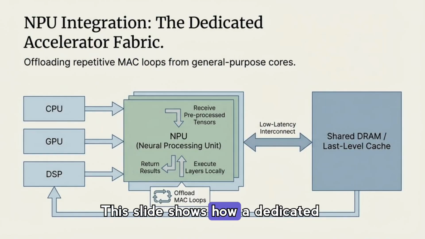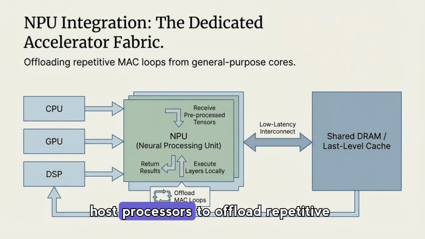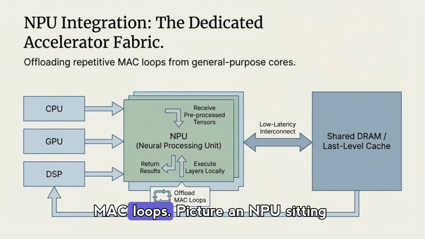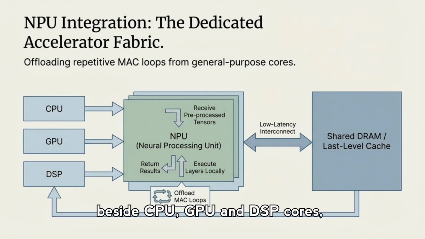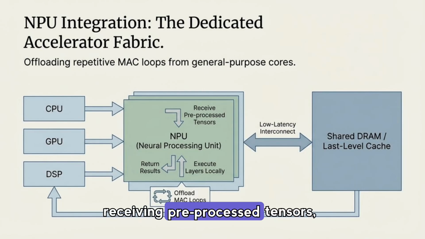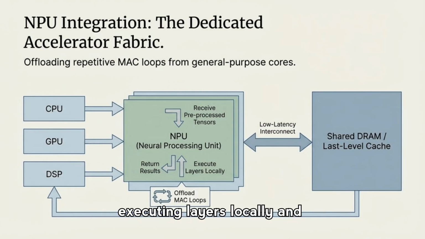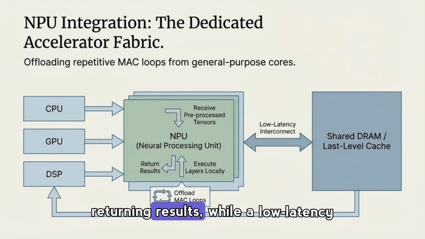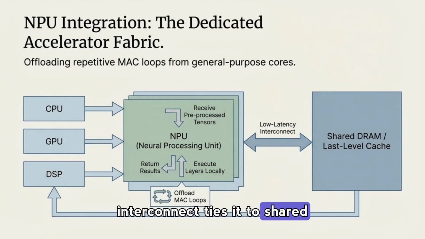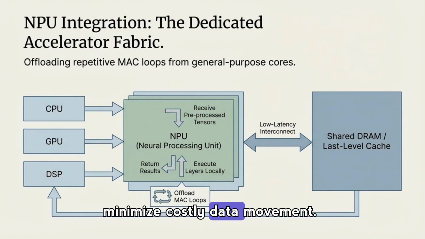This slide shows how a dedicated accelerator fabric integrates with host processors to offload repetitive MAC loops. Picture an NPU sitting beside CPU, GPU, and DSP cores, receiving pre-processed tensors, executing layers locally, and returning results, while a low latency interconnect ties it to shared DRAM or last-level cache to minimize costly data movement.